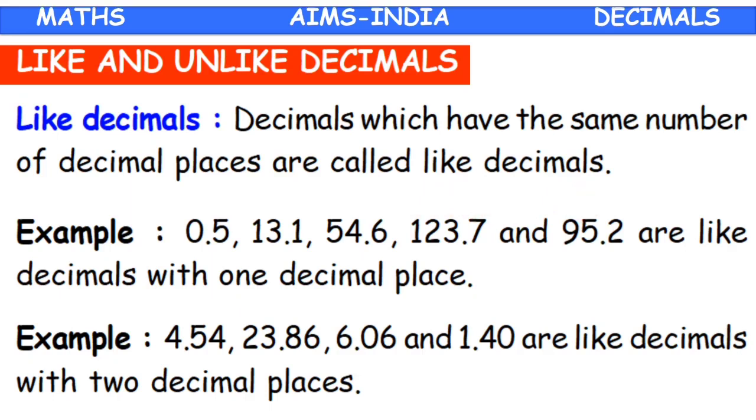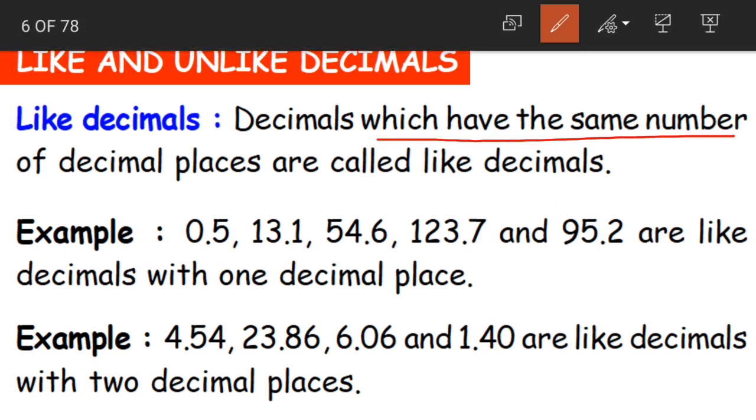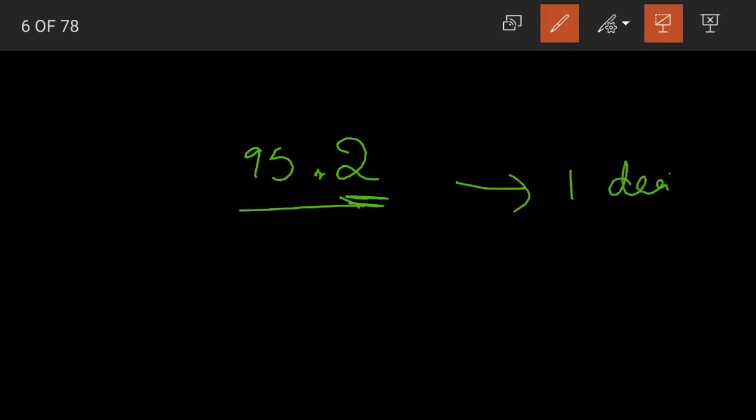See, what are they saying? Decimals which have the same number of decimal places. Now what are these decimal places? Decimal places are nothing but the number of digits that we have to the right side of the decimal point. See, for the example in the number 95.2, to the right side, that is after the decimal point, we are having one number. So this 95.2 has one decimal place.